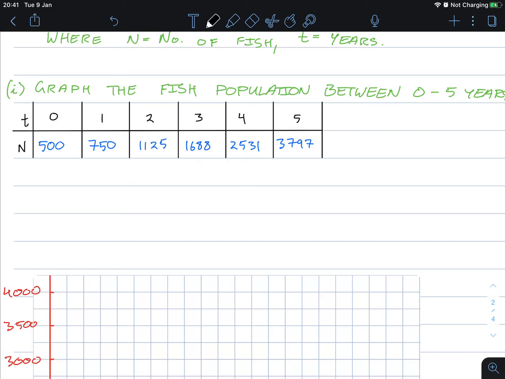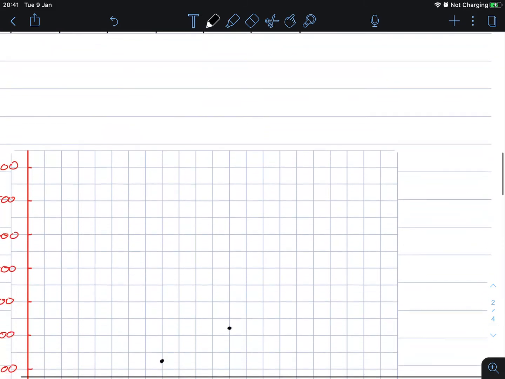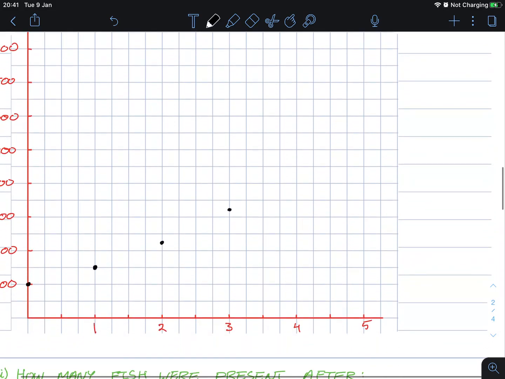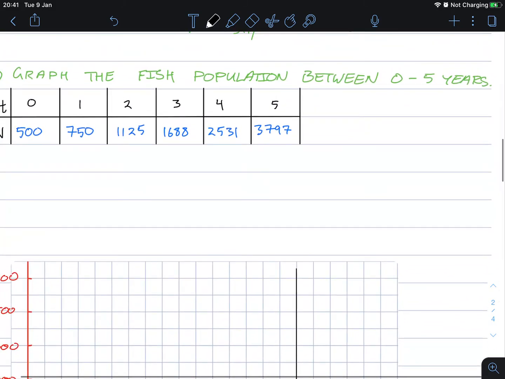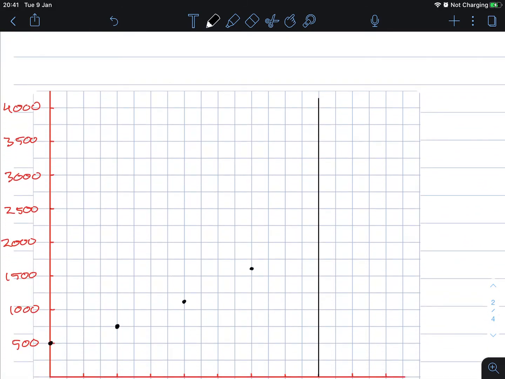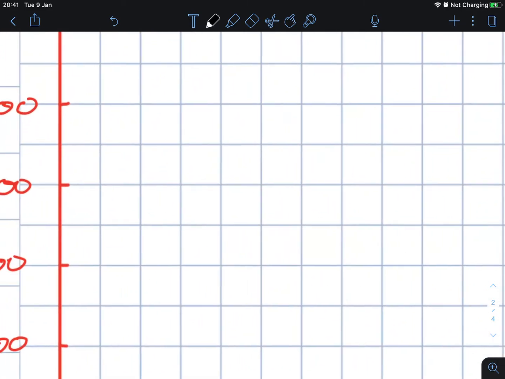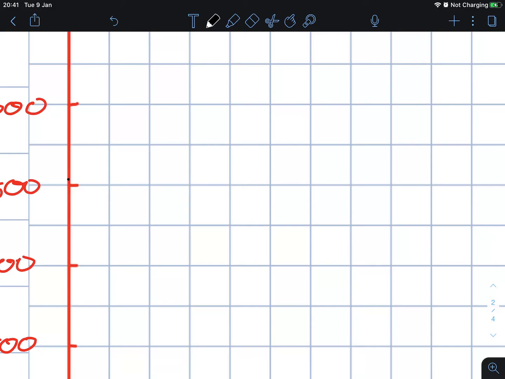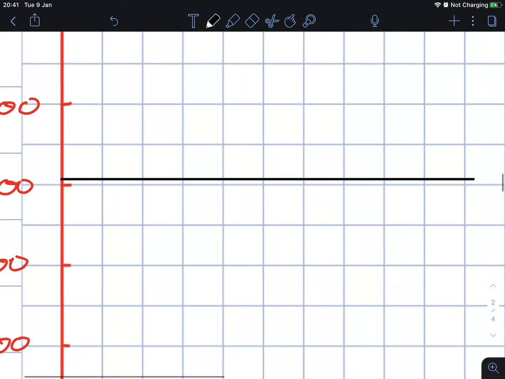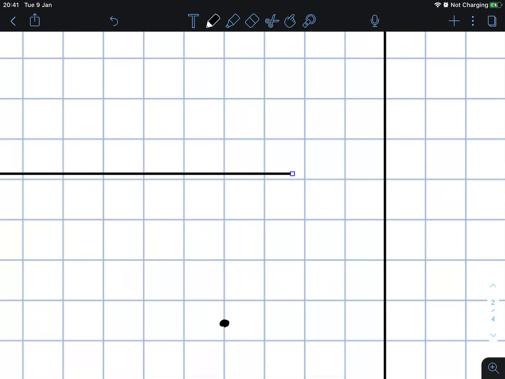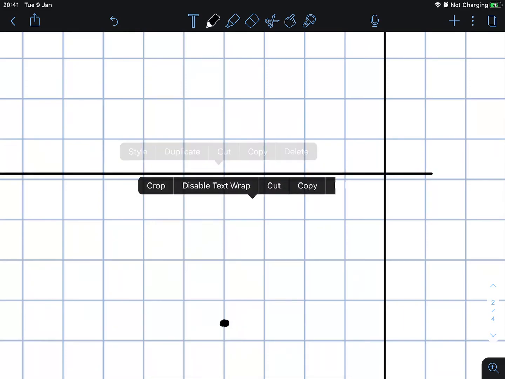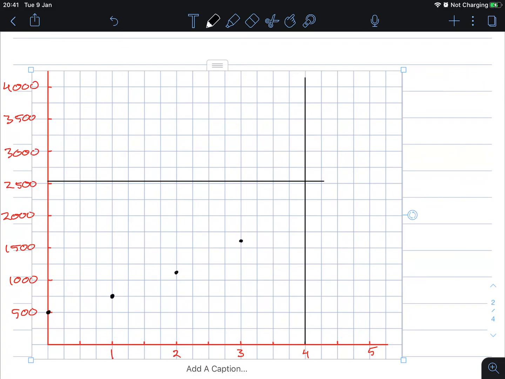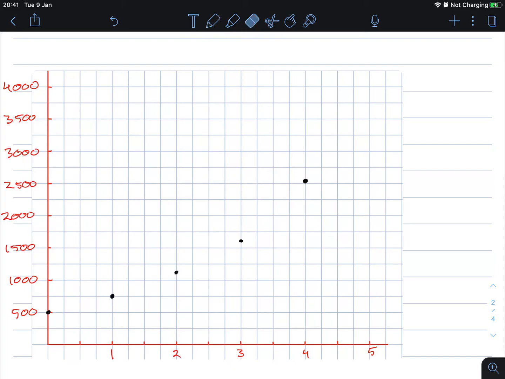many points. So at 4 years we have 2531. So at 4 years, 2531. 2500's here. Let's make it very slightly above that. Extending that line. There we go. So where this point meets is where we draw our dot.